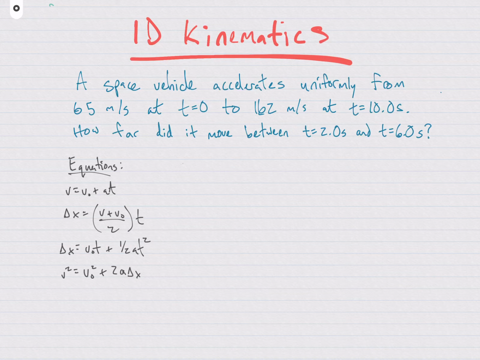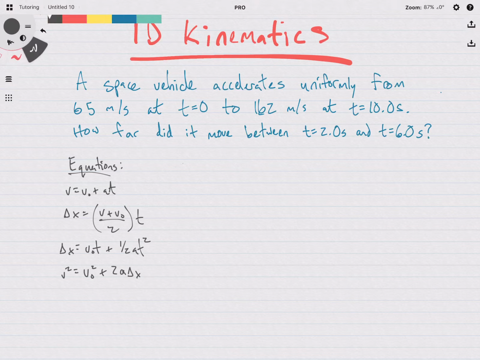Hello everybody, we have another quick lesson on 1D kinematics. This is a problem, so I'll read the problem out. A space vehicle accelerates uniformly from 65 meters per second at t equals 0 to 162 meters per second at t equals 10 seconds. How far did it move between t equals 2 seconds and t equals 6 seconds?